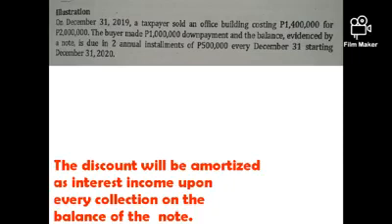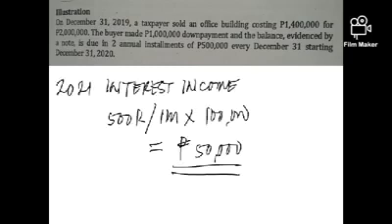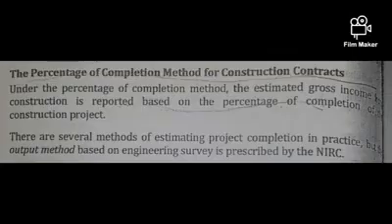So in this illustration, for the year 2020, the interest income will be computed in this manner. So 500,000 pesos installment payment divided by the 1 million pesos note receivable balance times the 100,000 pesos discount. So the answer is 50,000 pesos interest income. The interest income for the year 2021 would still be 50,000 pesos since the installment payments are equal, at 500,000 pesos. Next accounting method is the percentage of completion method for construction contracts.